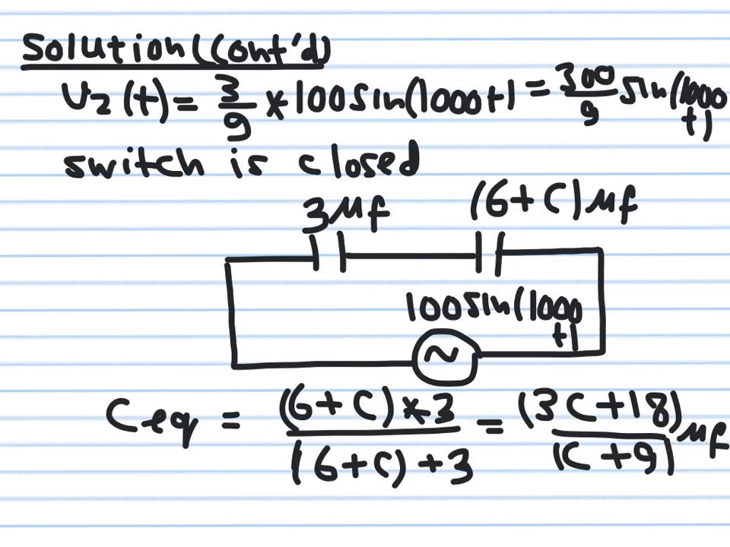C is my unknown. But they are telling us that they want to get a peak current of 0.25 amperes. Then I have to write the expression for the current. If I have a voltage source with this value and it's connected to an equivalent capacitance C equivalent, the current going through the circuit will be C equivalent multiplying by dV by dt. So let's write the expression for the current, and let's try to set its peak to be equal to 0.25 ampere.